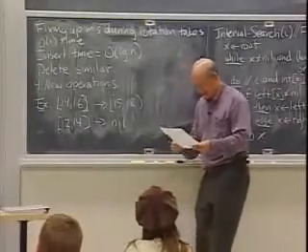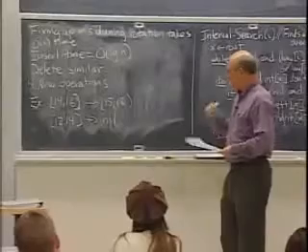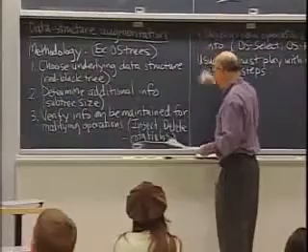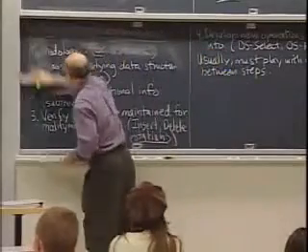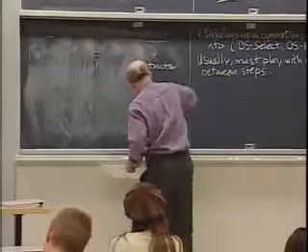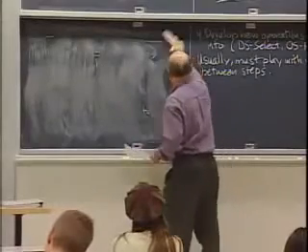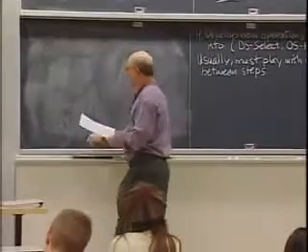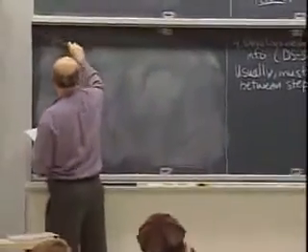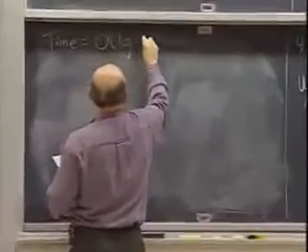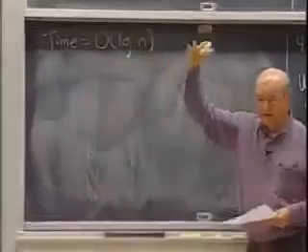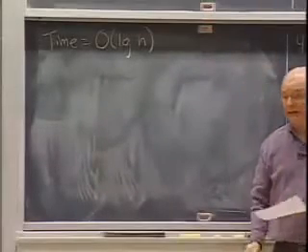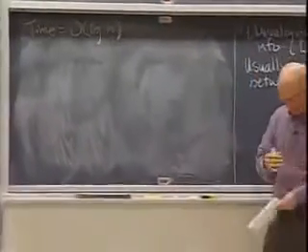We're going to do correctness in a minute, but let's do our analysis first, because the correctness is going to be a little bit tricky. The time is order log n, because all I'm doing is going down the tree, so it takes time proportional to the height of the tree. That's pretty easy.